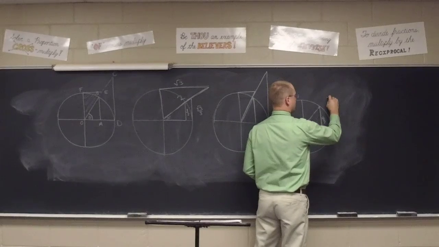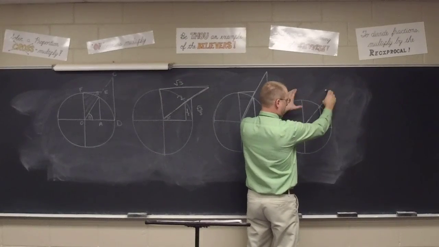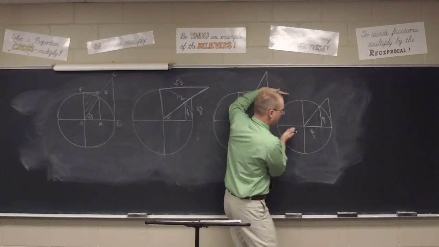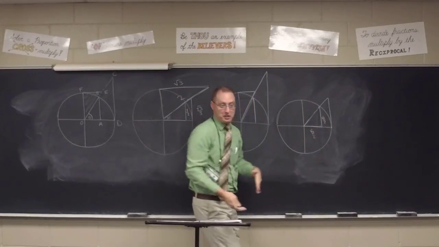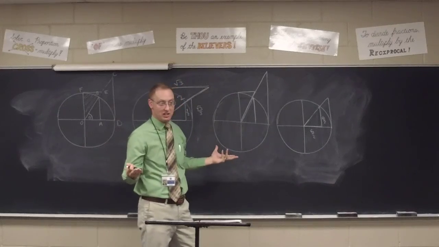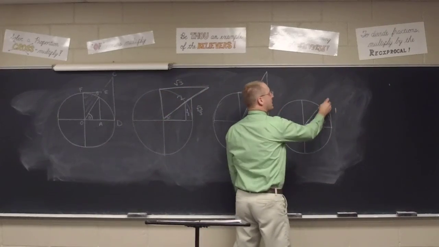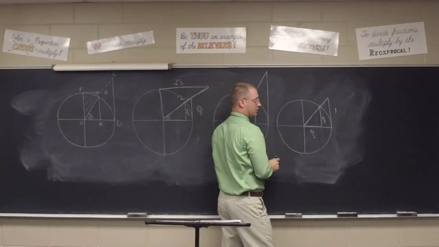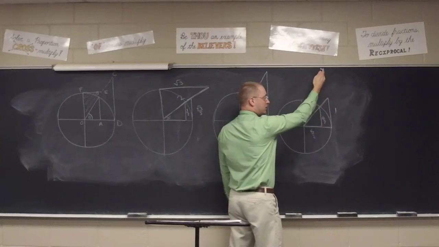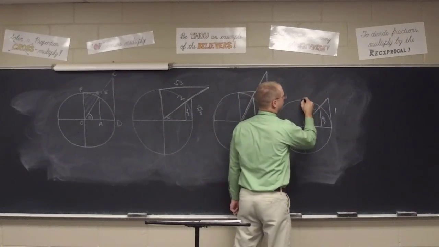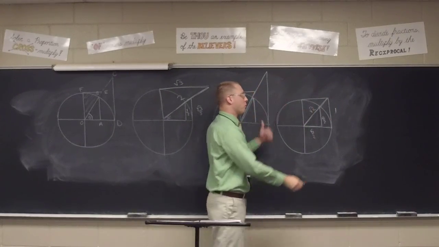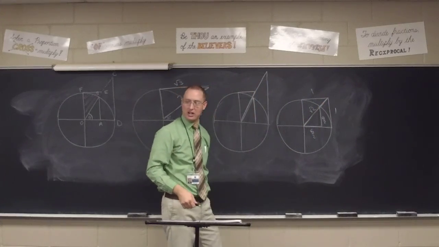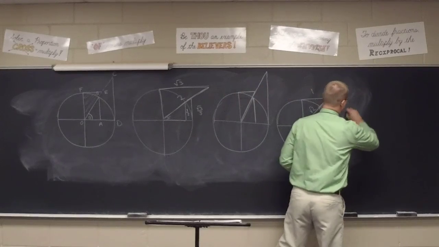What if I were to extend the tangent line up here? Just looking at the picture, how big is the tangent? It's the same length as the radius, right, if it's a perfectly drawn 45. So how big's the tangent? 1. How big's the secant? Square root of 2. How big is the cotangent? Also 1. So how big is the cosecant? Also the square root of 2, right? So a lot of matches in this one.